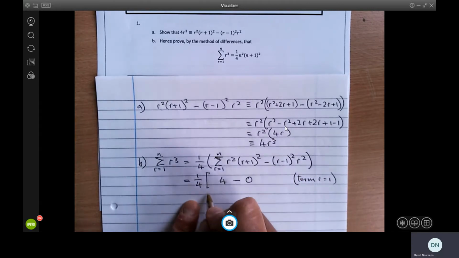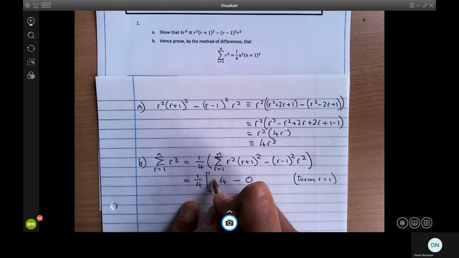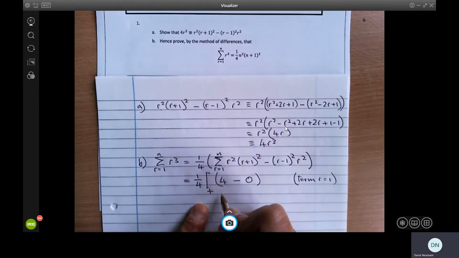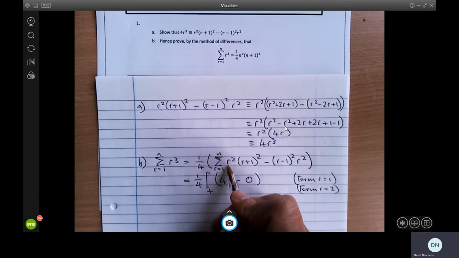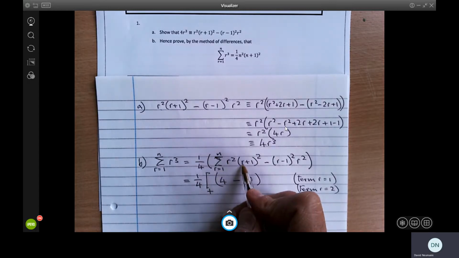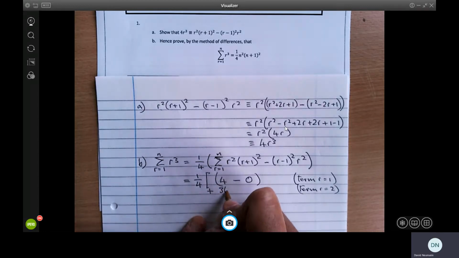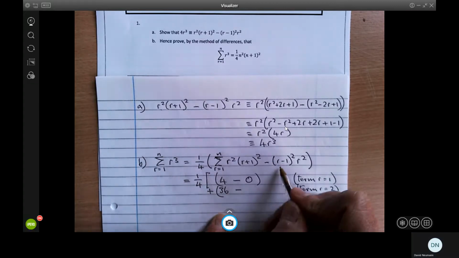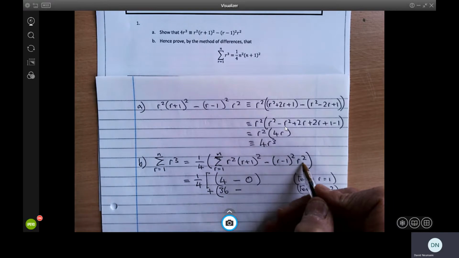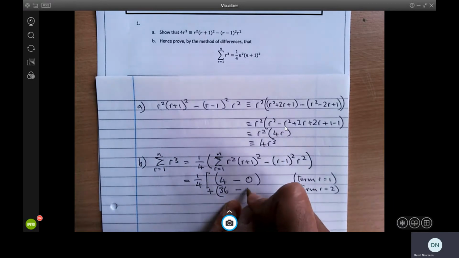Then we're going to say it's plus, let's just put that in brackets as well, term r equals 2. Well, if we put 2 in there, we're going to get 2 squared times 3 squared, which is 4 times 9 is 36. So it's 36 minus, put 2 in there, we're going to get 1 squared times 2 squared, which is 1 squared times 4 is 4.